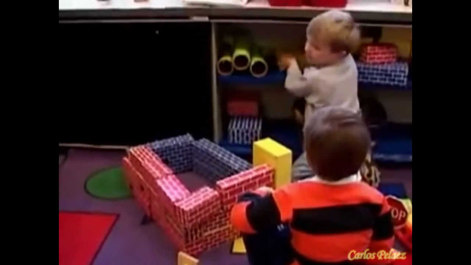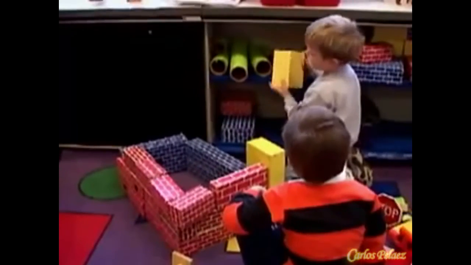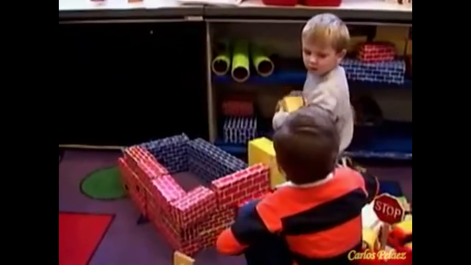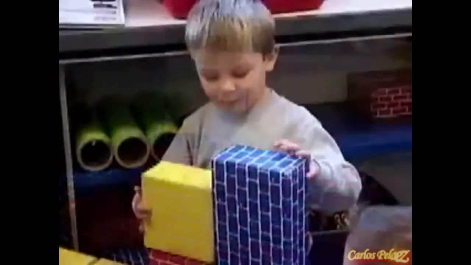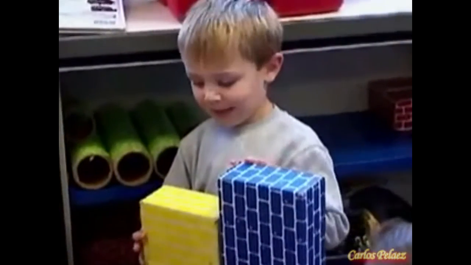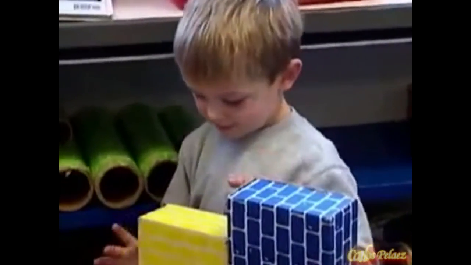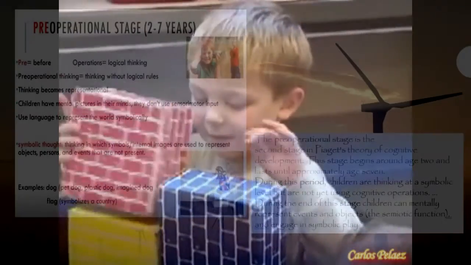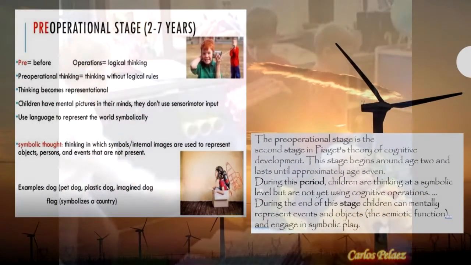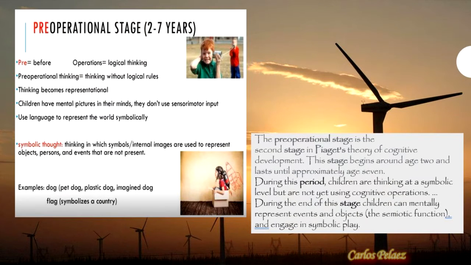Todd and Jared show further increases in mental representation. They are engaged in what Piaget called symbolic play, clearly imagining that the blocks they are playing with are something else. In this case, a building. It's a big building? Yeah, we're going to go in it.